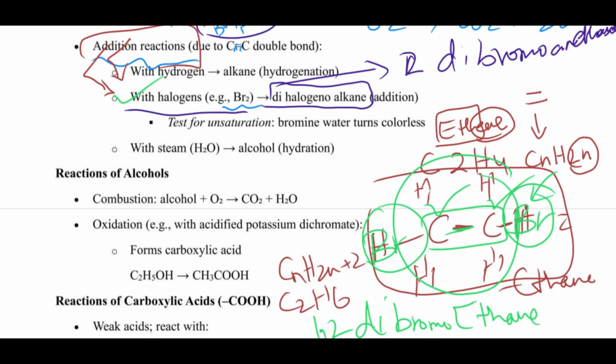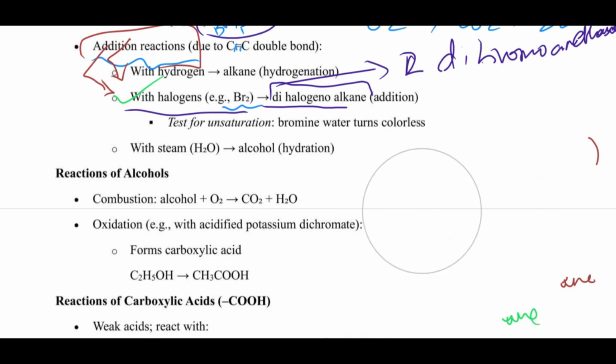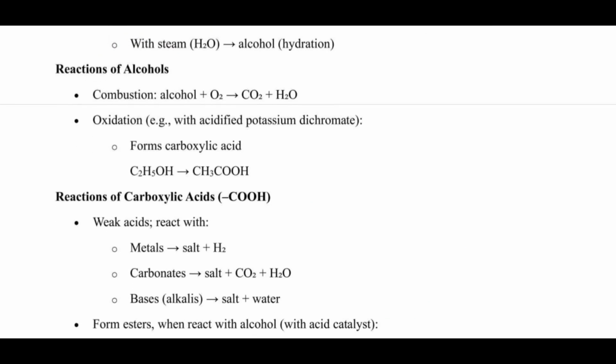So the name of this compound will be 1,2-dibromoethane. So these are the addition reactions for the alkane group. Now let's see the reactions of alcohol. Alcohol has a functional group OH, right?